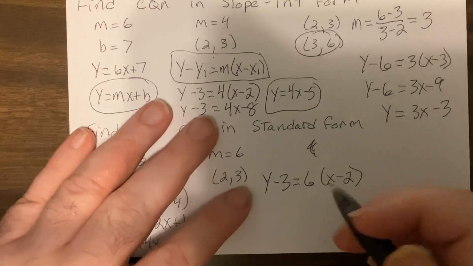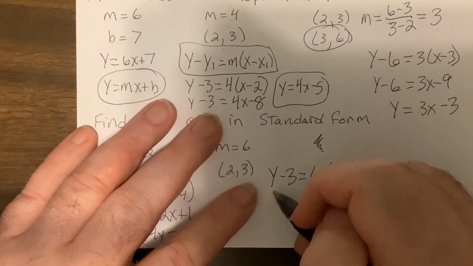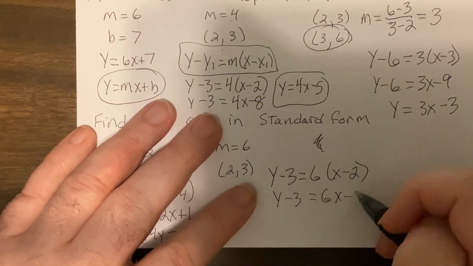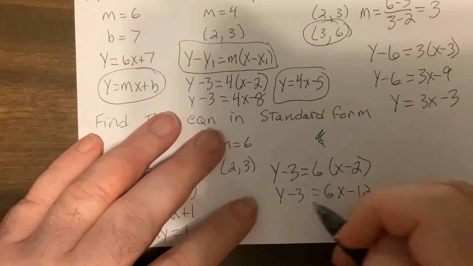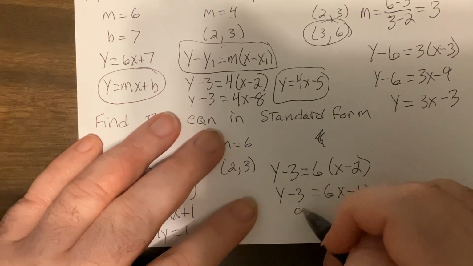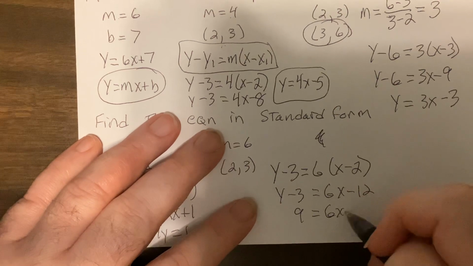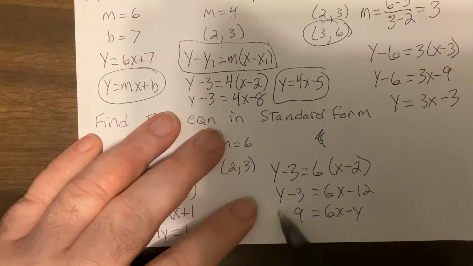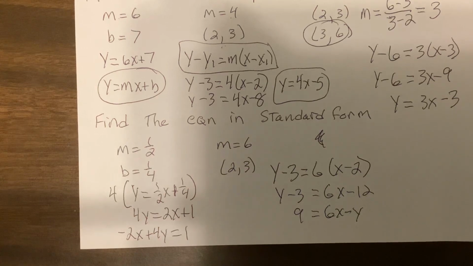This says standard. So you distribute the 6. Y minus 3 equals 6x minus 12. So we're going to subtract y and add 12. So 9 equals 6x minus y. So I subtracted y from both sides. This is 0 then. 6x minus y. Add 12. Negative 3 plus 12 is 9.